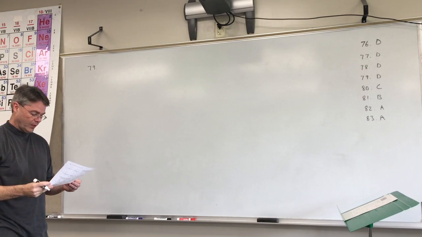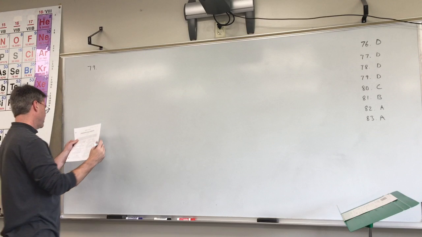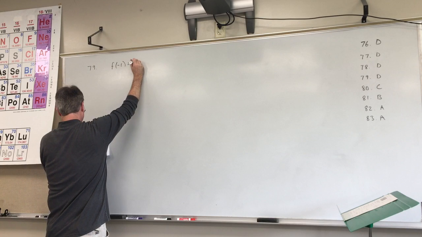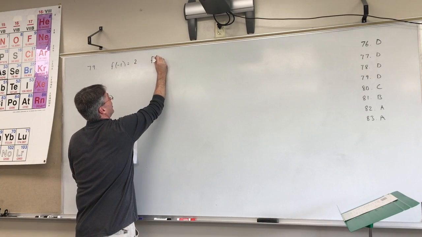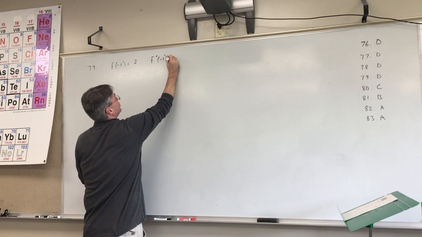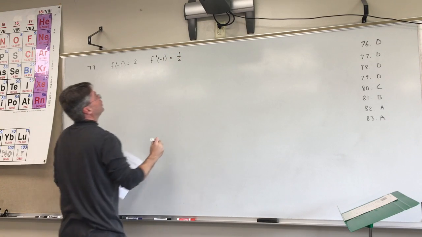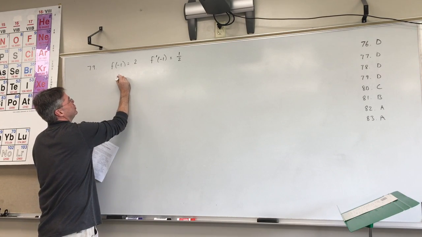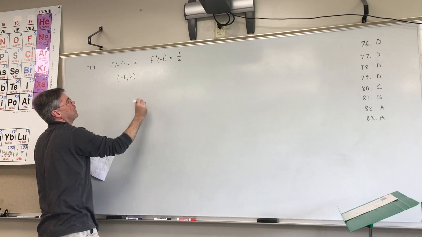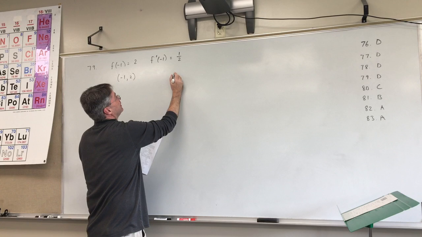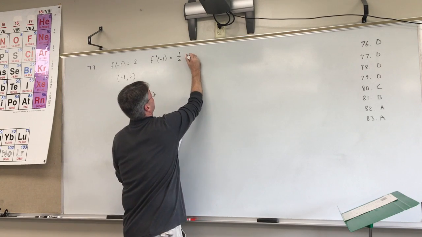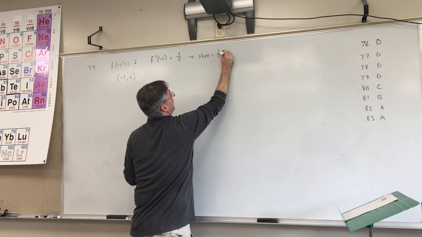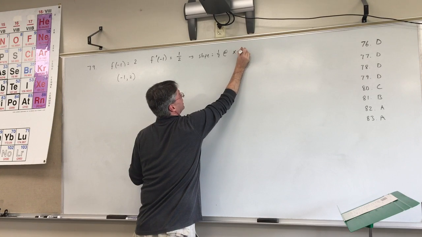79. So we have a differentiable function f. We have f of -1 equals 2, and f prime of -1 equals 1/2. So this is our original point. f of -1 is 2, so we have the point (-1, 2). And at -1, the slope is equal to 1/2. That's what this is saying: slope equals 1/2 at x equals -1.